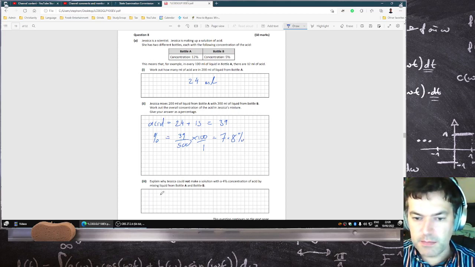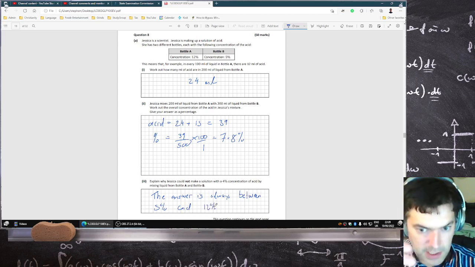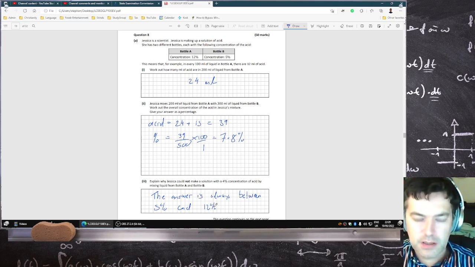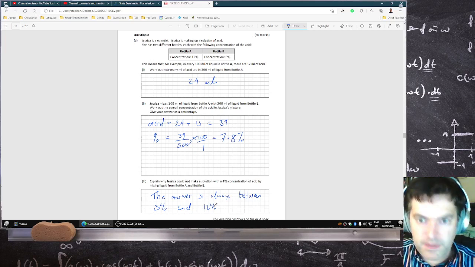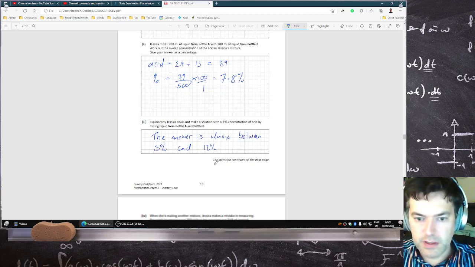Yeah, she can't, because the answer will always be between the two values, between 5% and 12%. So it's not possible to make it less. The least she can have is 5%. The only way she could get less than 5% is if she mixes in a liquid that has no acid in it, like water or something. It has to be at least 5 and can be at most 12. So she can't possibly make 4.